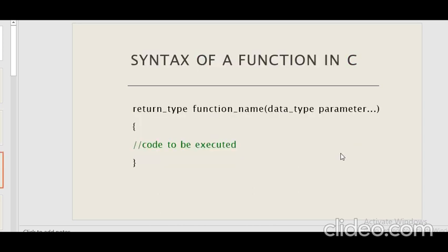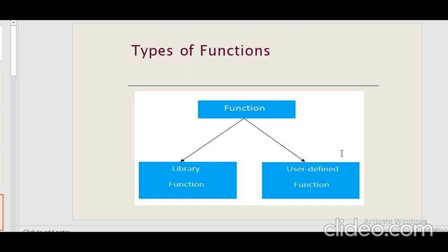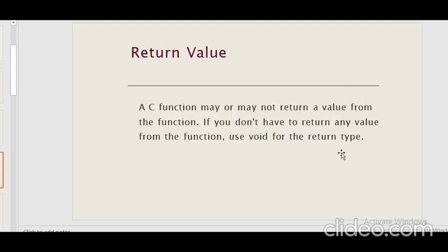The syntax of a C function: return type, function name, parameters. There are two types of function: user-defined function and built-in function. The return value: a C function may or may not return a value. If you don't want to return a value from the function, use void for the return type. Void means empty.